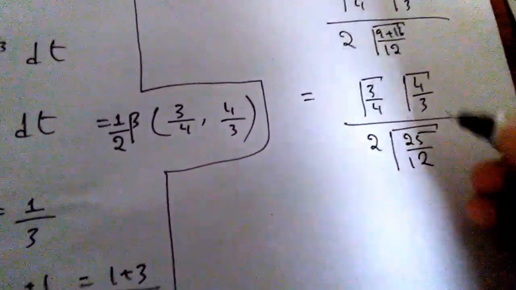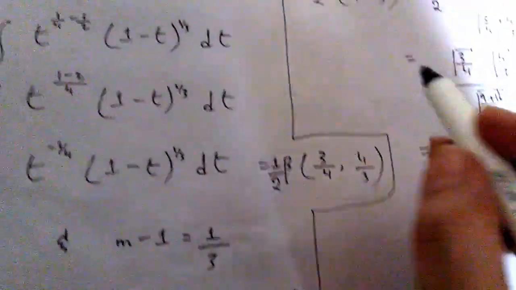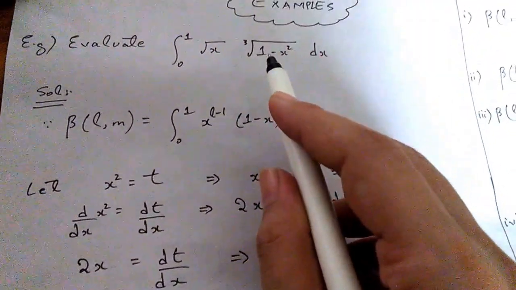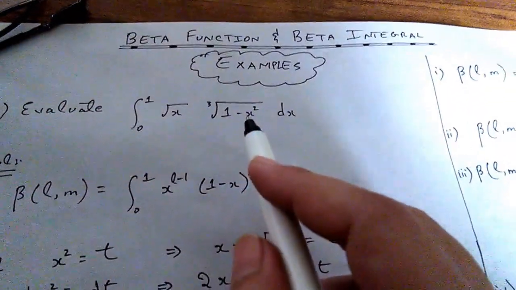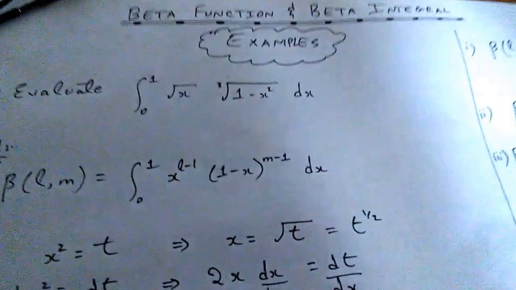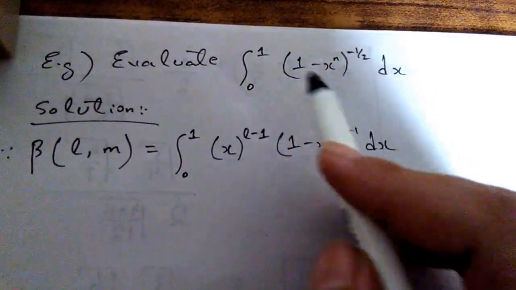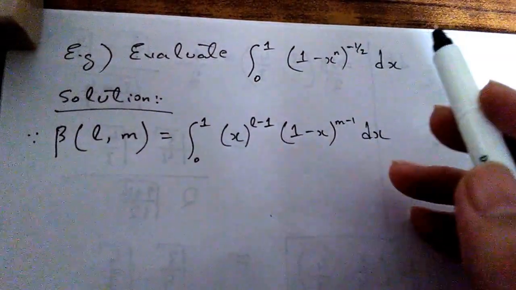By 12. This is the answer of this question. Okay, so that's what we have done. Let's move ahead to one more example. Okay, so this is the second example that we have to evaluate with respect to beta integral.